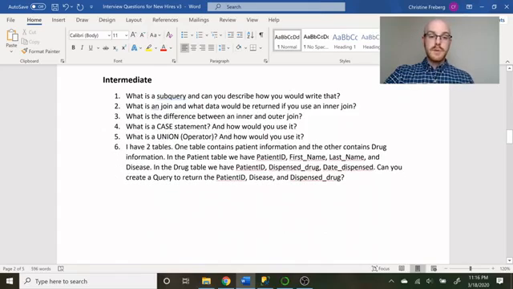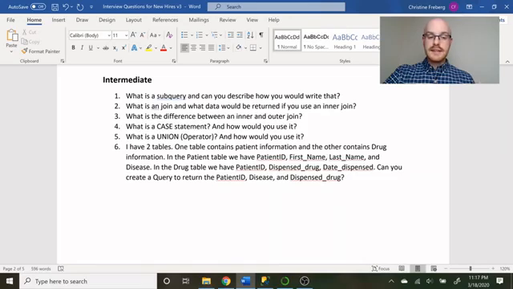So the first one is, what is a subquery? And can you describe how you would write that? What is a join, and what data would be returned if you use an inner join? What is the difference between an inner and outer join? What is a case statement, and how would you use it? What is a union operator, and how would you use it?